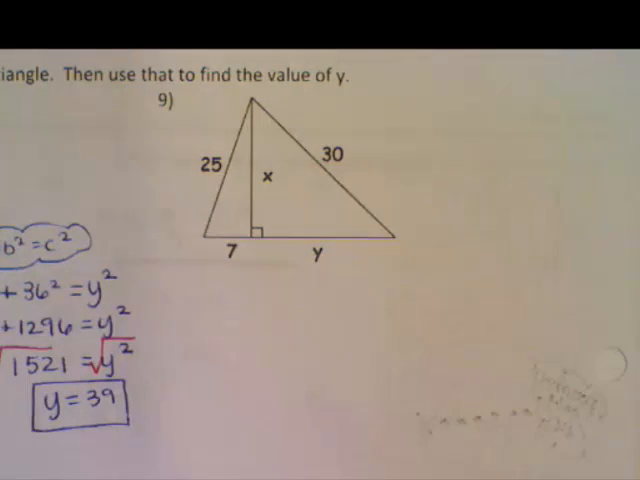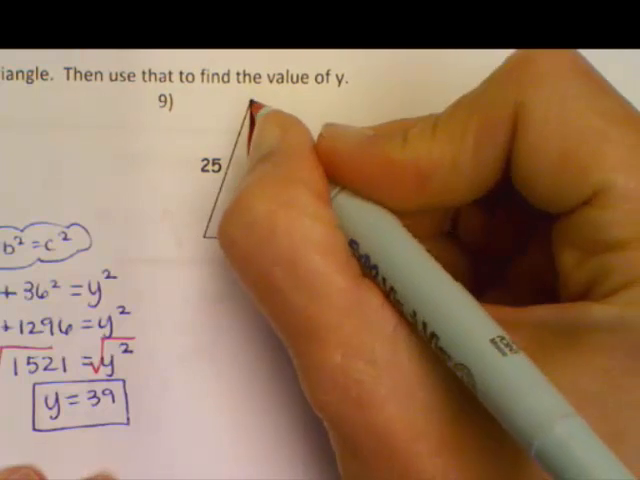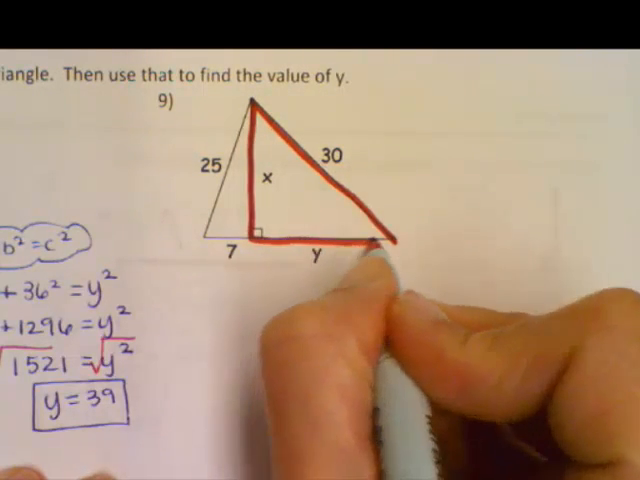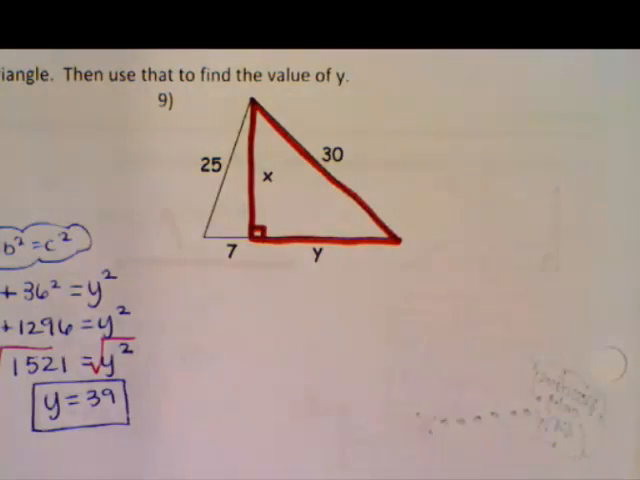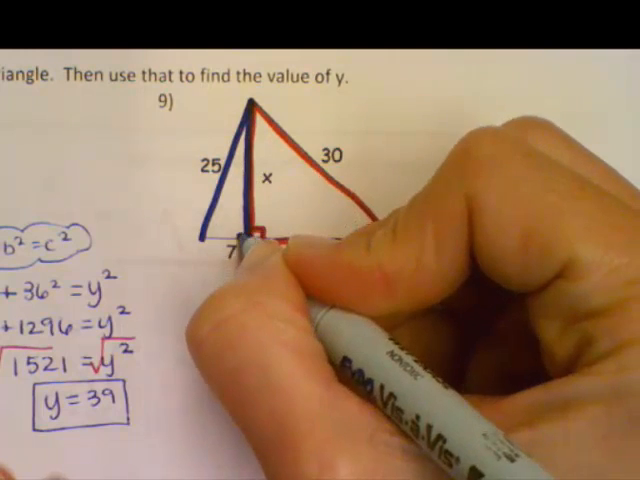Our last problem is very, very similar. You're going to split it into two separate triangles. So I'll help with that part. We've got this right triangle, and we've got our smaller but also right triangle.